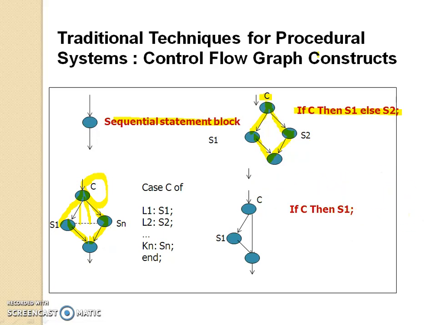Here we have another kind of if statement where there is no else statement. So if there is only one path: if the condition is true, then execute S1, otherwise exit out. Here again, if this condition is true, it will move into this branch, execute the statement and move here. Otherwise, it will simply traverse out of the if block.